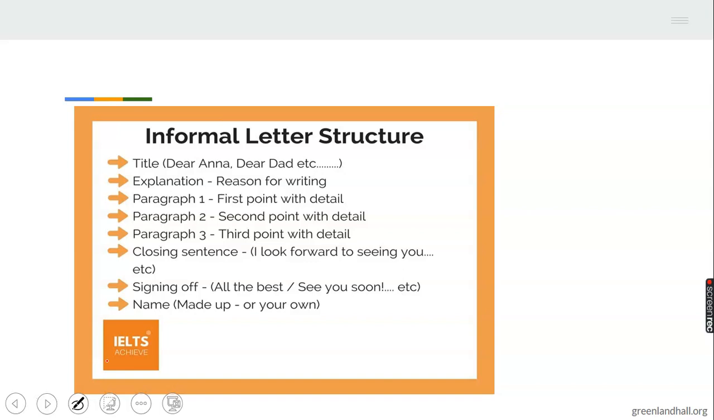Paragraph 2, you put your second point with details. Paragraph 3, you put your third point with details. Then you have your closing sentence, like greet everyone for me, I look forward to seeing you. Then you sign off, like all the best, or your loving daughter, or see you soon. Then you now write your name, either your own or the one you make up.